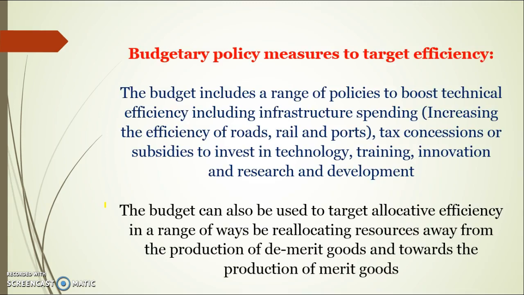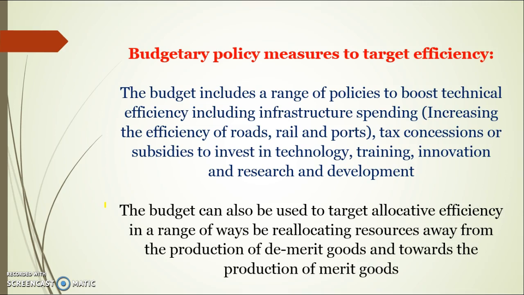So in terms of budgetary policy measures to target efficiency, the budget includes a whole range of policies to try and boost technical efficiency. So that's about trying to promote increased productivity, and that includes spending on infrastructure to try and improve the efficiency of roads, rails and ports, giving tax concessions or subsidies to invest in technology, so basically saying that companies will get cash or that they have to pay less tax if they have certain forms of investment into technology or training or research and development.